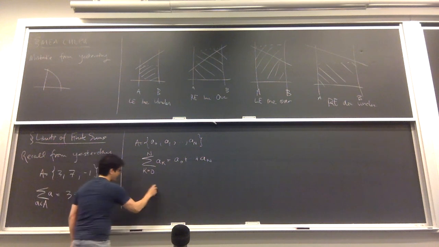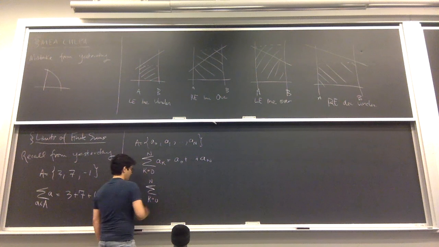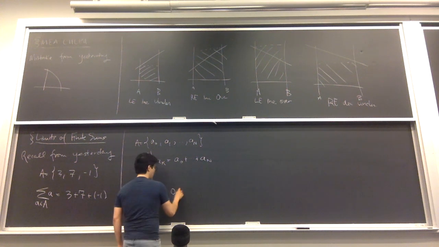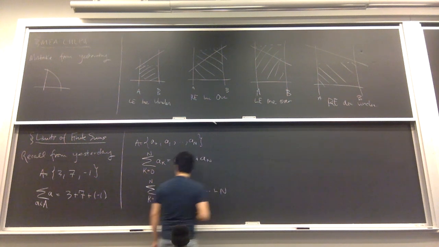Or we can also just use the index itself to do stuff. So if I say the sum from k equals 0 to n of k, this is going to be 0 plus 1 plus 2 all the way up to n.